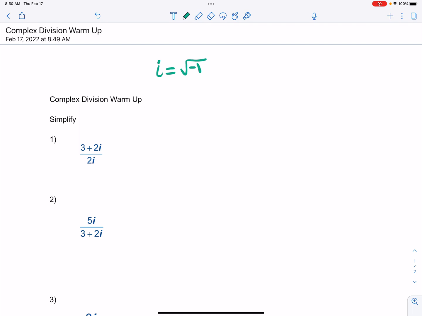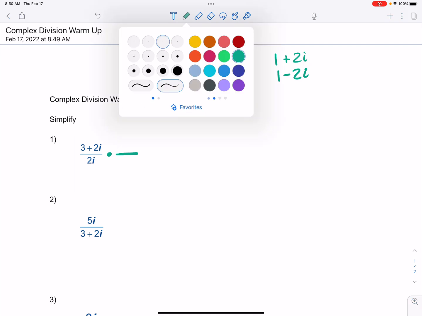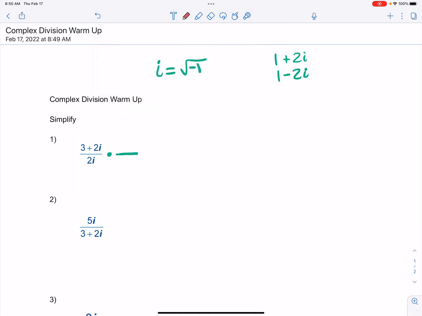Okay, so I'm going to multiply by the conjugate. We learned yesterday that if I have 1 plus 2i, then the conjugate would be 1 minus 2i. Well, in this case, it's not 1 plus 2i, it is 0 plus 2i. So the conjugate is going to be 0 minus 2i. Well, to make my life easier, I'm just going to multiply by -2i.